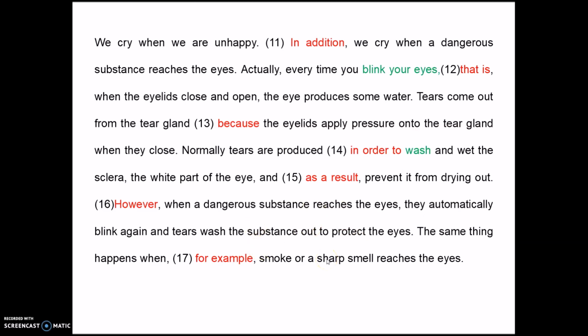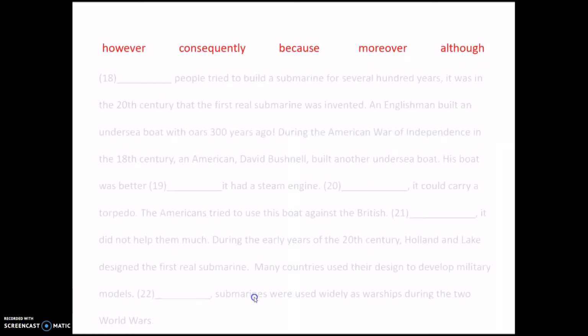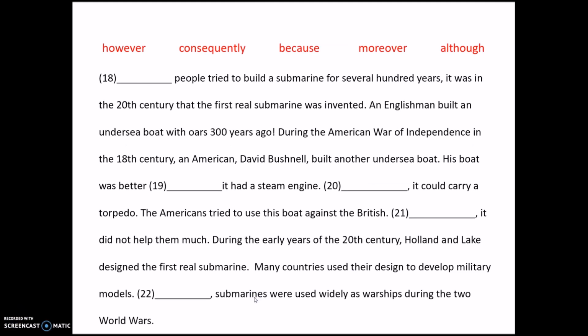And in the last one, we have an example. It says the same thing happens when, so we give the situations here. For example, smoke or a sharp smell reaches the eyes. And the last exercise, pause the video again, and when you finish, we'll check the answers.